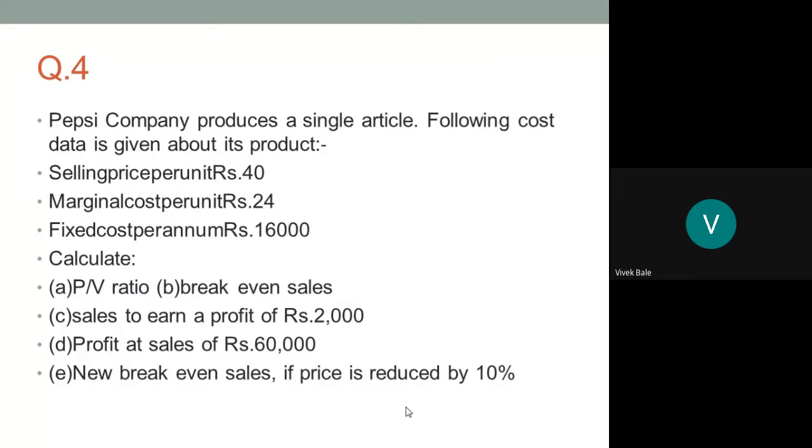It means that the cost data regarding selling price, variable cost, and fixed cost is given. With the help of the data given by PepsiCo company, we are supposed to calculate the PV ratio and break-even sales. Then when your profit is rupees 2,000, how much sales would be required to earn it. Then when your sales is rupees 60,000, how much profit can we earn. And if the selling price is reduced by 10%, then what will be our break-even sales? I hope everybody understood the question.